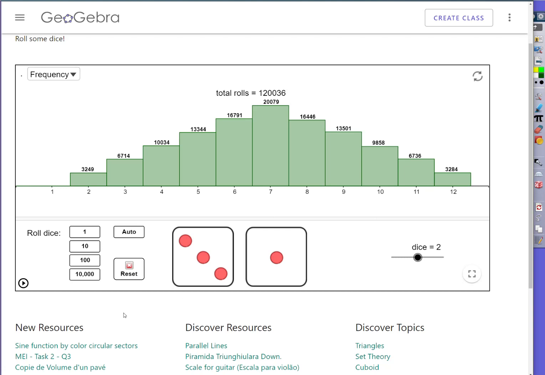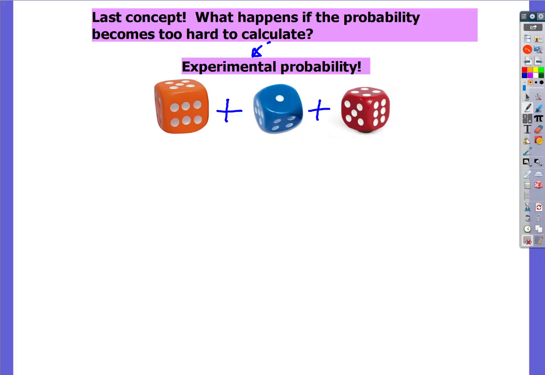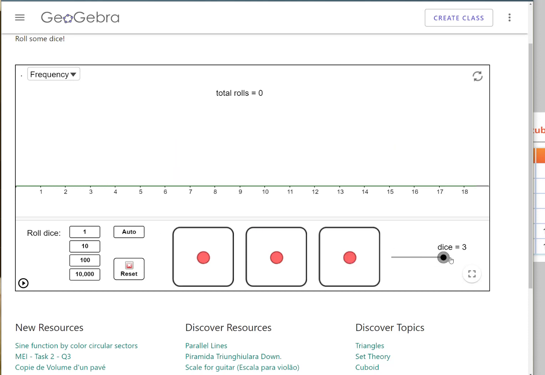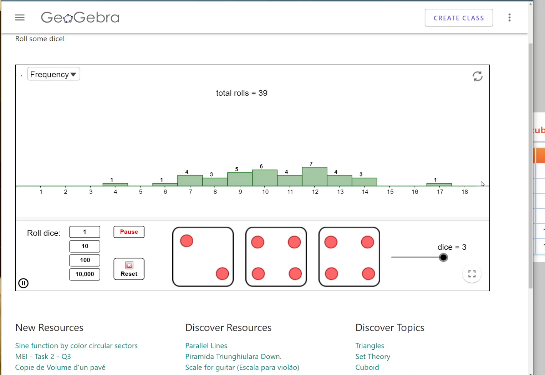But we want to investigate, of course, 3 dice. So we don't want to track 216 possible combinations. We just want to simulate it out. So what I'm going to do is switch this over to 3 dice, and we're going to take a look at the combination. So I'll start just having it auto roll. And we see it's spreading out. Maybe 12 is a little bit more probable.